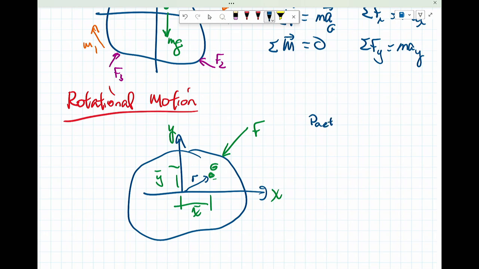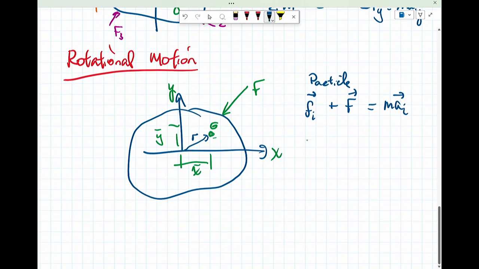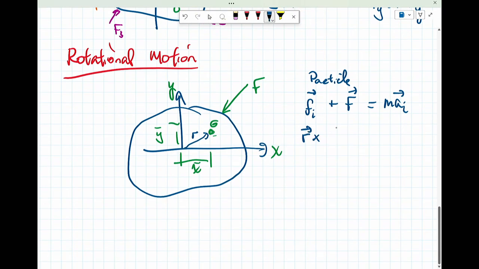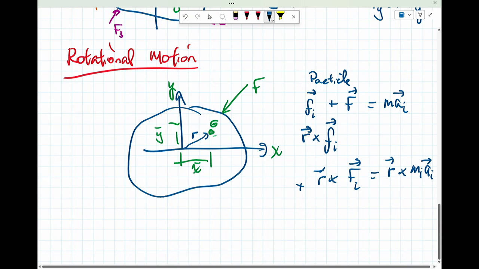So for a particle, you have forces, internal forces plus external forces equals mass times acceleration of the particle. If it's acting over some distance, that will equal r crossed m_i a_i. So you can take all of the internal forces and all of the external forces, add a moment arm to them, and then calculate each of their individual r sub i's.